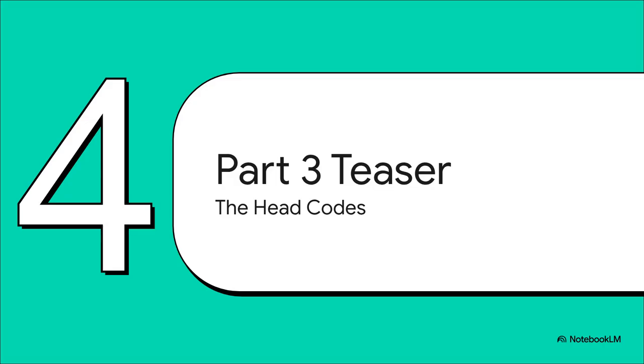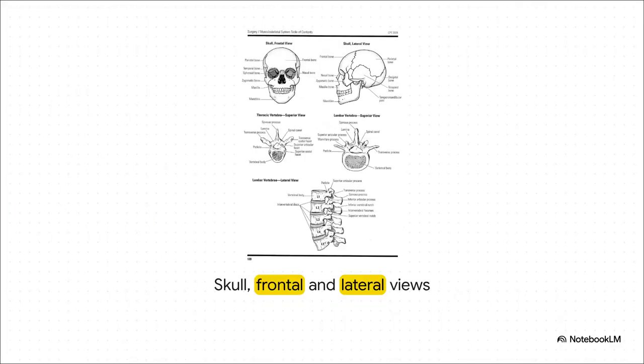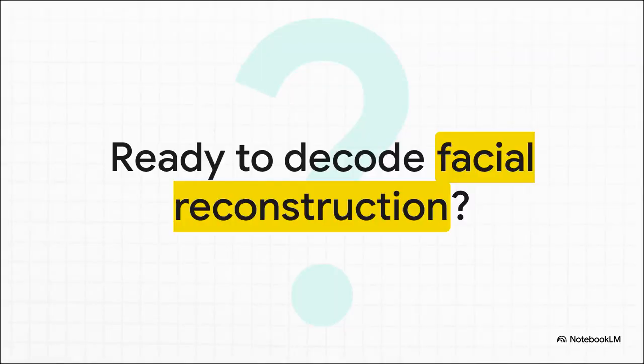And finally, Section 4, a quick teaser for the head codes. So in Part 3 of this explainer series, we're heading straight to the skull to tackle codes 21010 through 21499. We're going to break down everything from severe jaw fractures to massive cranial reconstructions. The anatomy up here gets seriously fascinating. So, the big question I'll leave you with today is this.